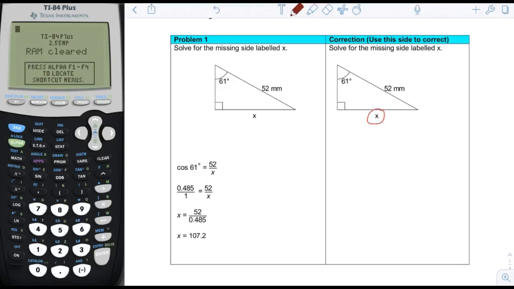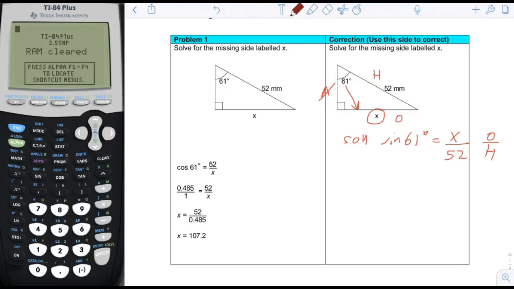So when I look at this triangle, I want to find this side. This side is opposite from the angle. So this looks like I'm going to be using opposite over hypotenuse, right? Because those are the two things we know. We're not going to use adjacent because we don't know it and we don't want to know it. So that leaves me SOHCAHTOA with SOH, right? So the sine of 61 degrees is going to equal x over the hypotenuse, which is 52, right? Which is O over H.